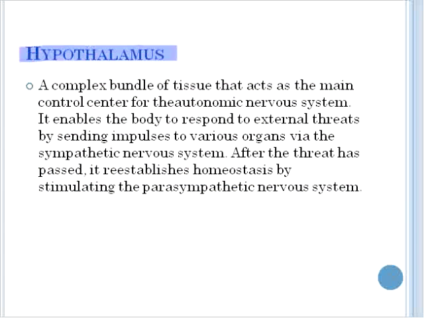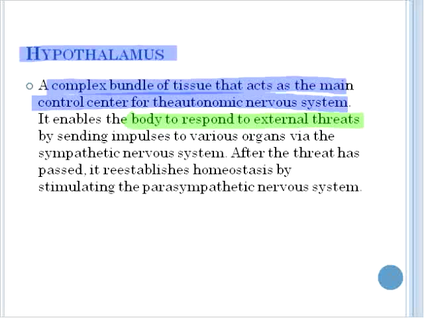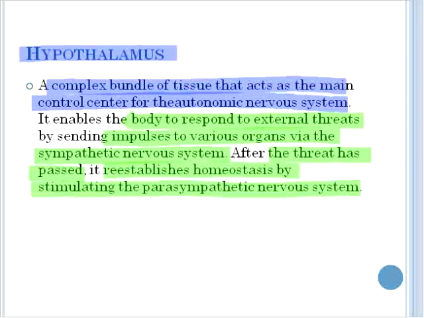The hypothalamus, on the other hand, is a complex bundle of tissue that acts as the main control center for the autonomic nervous system. It allows the body to respond to external threats by sending impulses to various organs through the sympathetic nervous system. After the threat has passed, it reestablishes homeostasis by stimulating the parasympathetic nervous system.